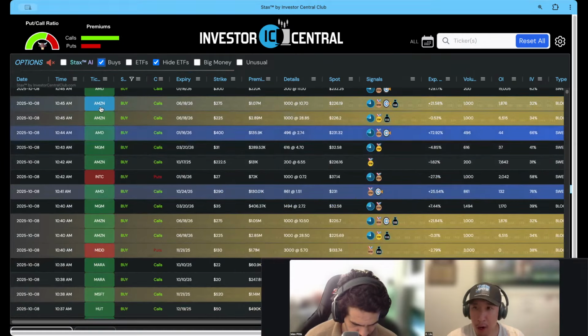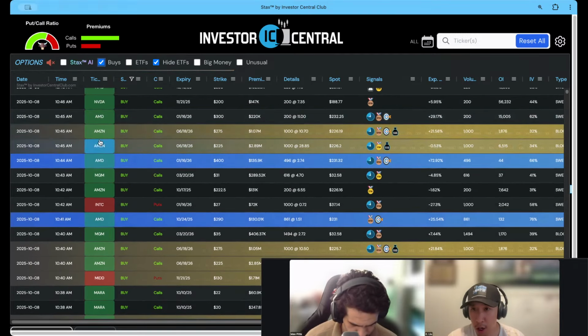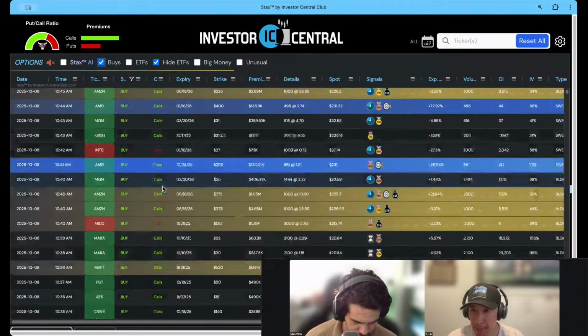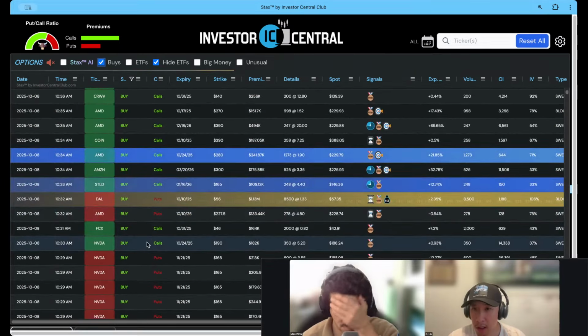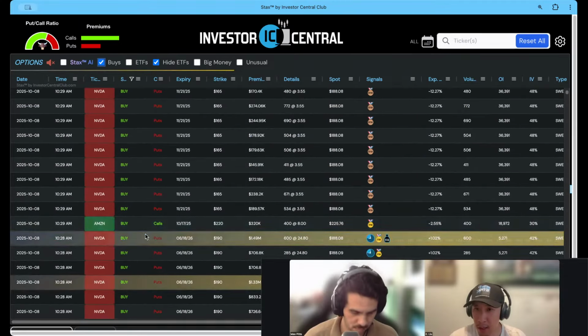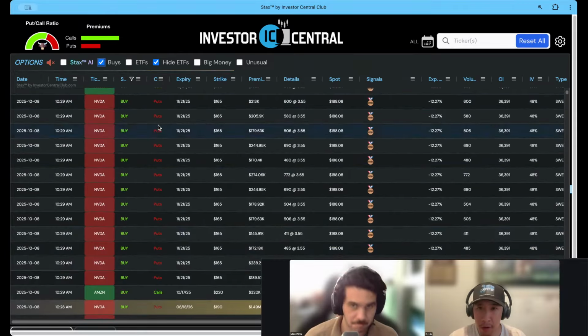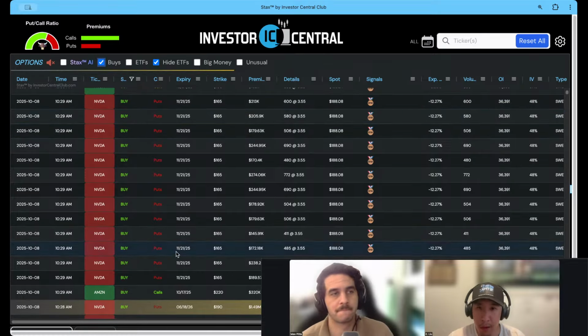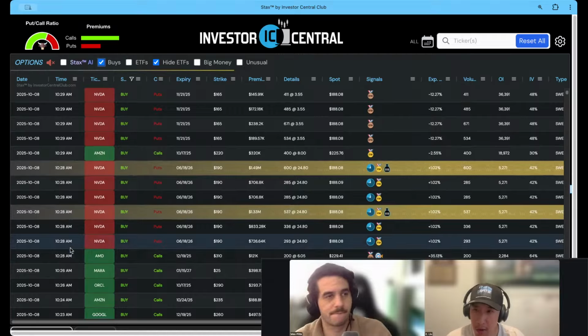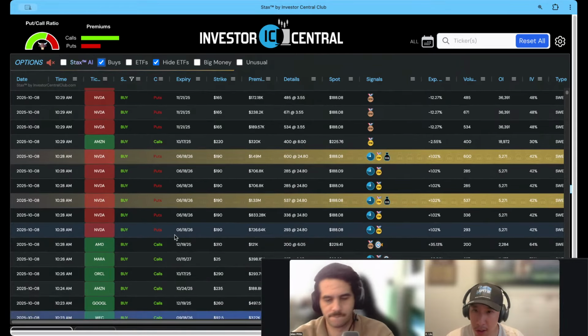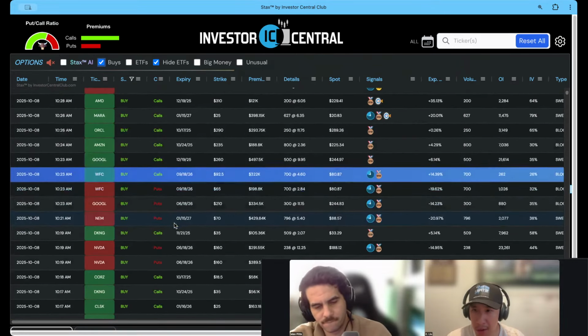I was completely wrong about Amazon. I thought it was going to break down a little bit more. It shot up today. All right, nothing completely stands out right now. Look at all these NVIDIA puts that came in for November here. Just a whole chunk of them right there. Right around 10:30 here on the West Coast, we saw a big chunk of that come in.